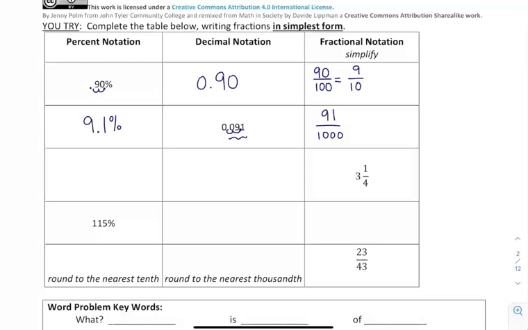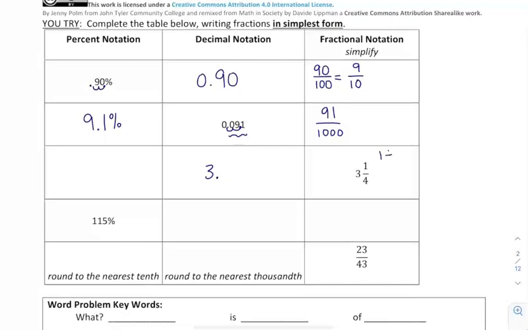Here we have on the next row 3 1/4. Now that 3 will stay as a 3, and it'll be 3 point, and then we have to take that 1/4 and turn it into a decimal. All you need to do here is 1 divided by 4 in your calculator, you get 0.25. And so this is the same thing as 3 and 25 hundredths, or 3.25.